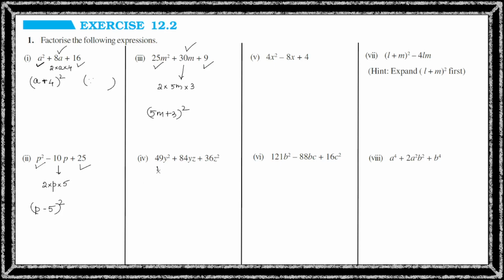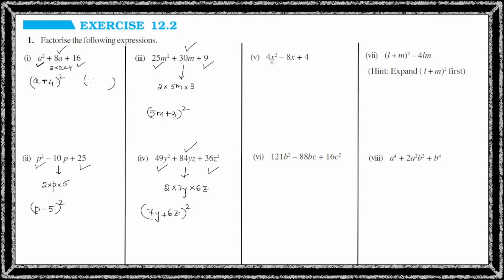Next I have, this is a perfect square, 7y, 6z, so I have to check 2ab term. 2 into 7y into 6z. So let me check. 7 into 2 is 14, 14 into 6 is 84. So it does match the 2ab term. Therefore, I am going to write it as 7y plus 6z whole square. So that is about the fourth bit.